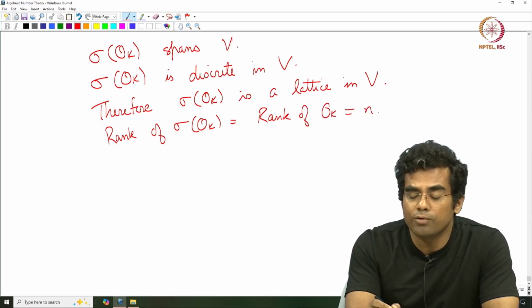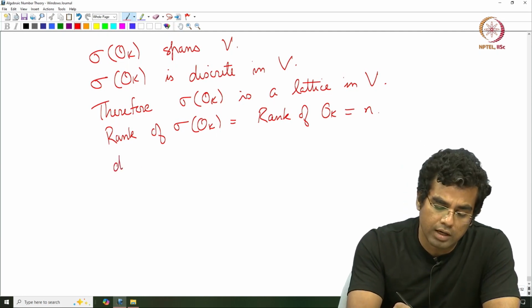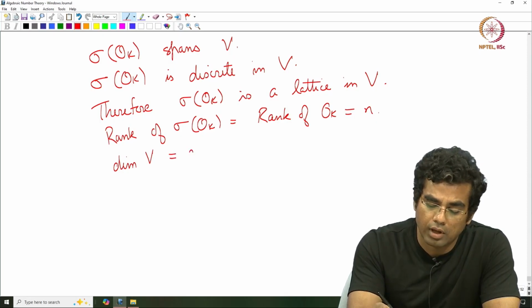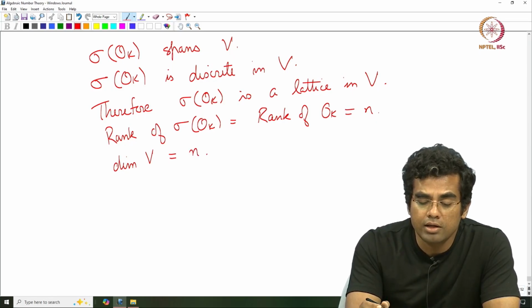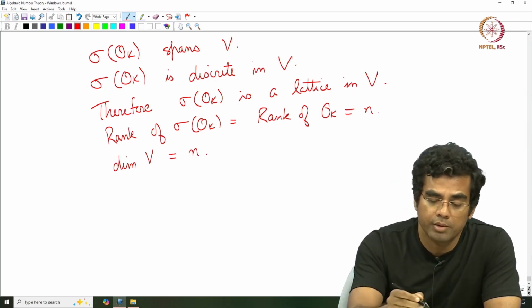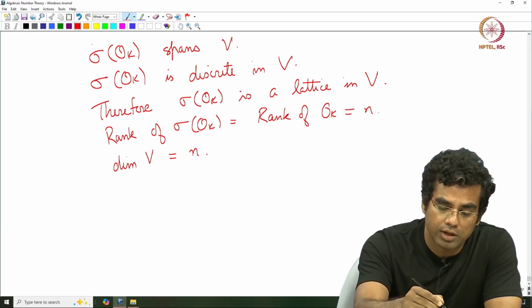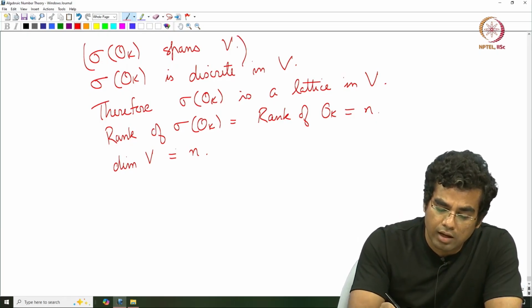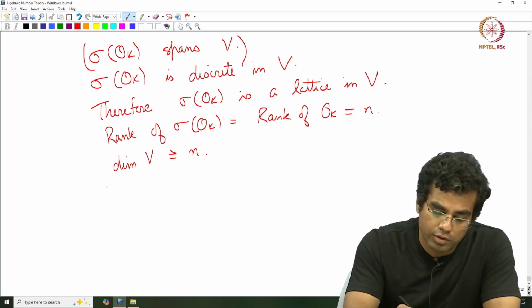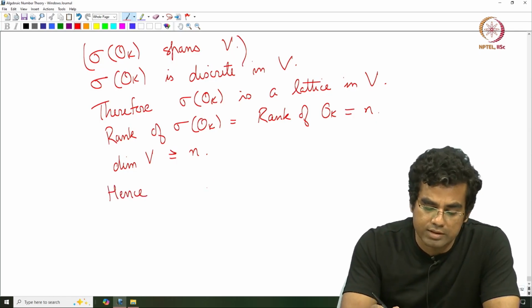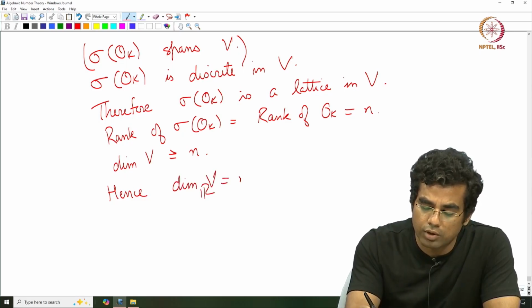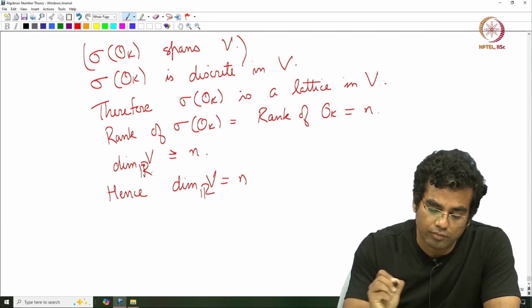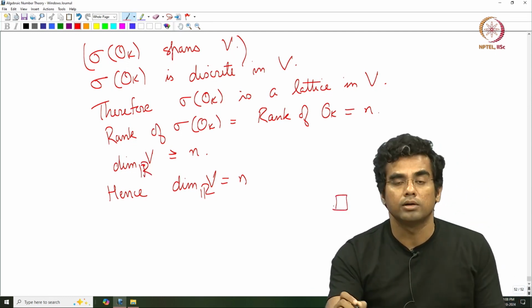And so, if sigma of OK is a lattice in V, we get that the dimension of V is equal to n. Here I need not have proved that, this step is kind of redundant. So, let me put this in a bracket and write it as greater than or equal to V, because we already proved that it is less than or equal to n. So, the dimension of V over R is equal to n. So, that proves our lemma.